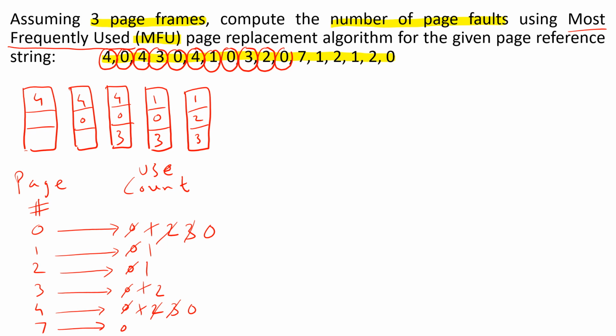Then we need page 0. Page 0 is not there in main memory, so we have to take that page into main memory. We look at the count of 1, which is 1, count of 2, which is 1, count of 3, which is 2. The most frequently used page is 3, so 3 is thrown out.